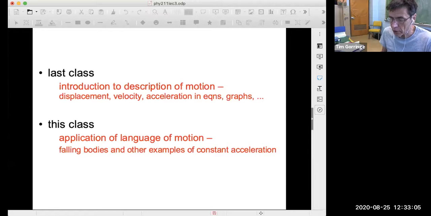Today's class, we're going to apply that language for describing motion. We're going to talk about a very important case, falling bodies or falling objects, which are the classic example of constant acceleration motion. And then we're going to talk about some other examples of constant acceleration motion and the equations of constant acceleration motion. So that's the plan for today.